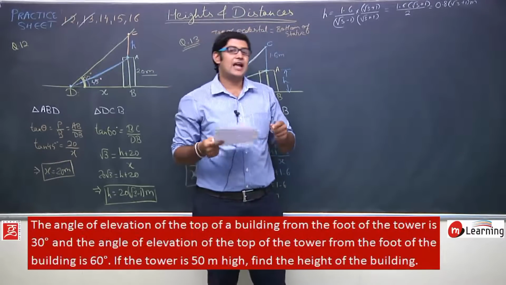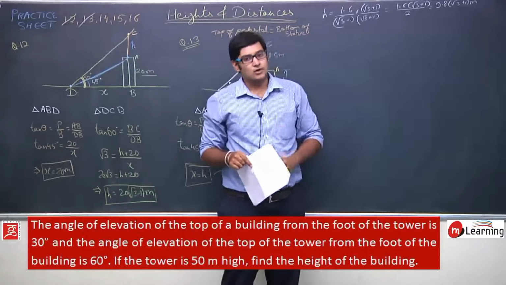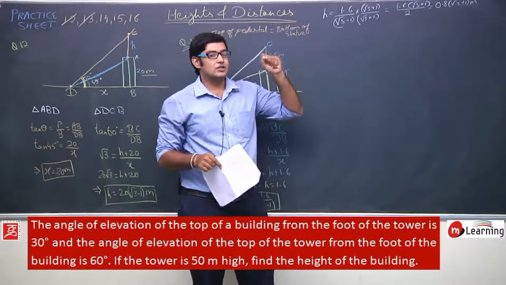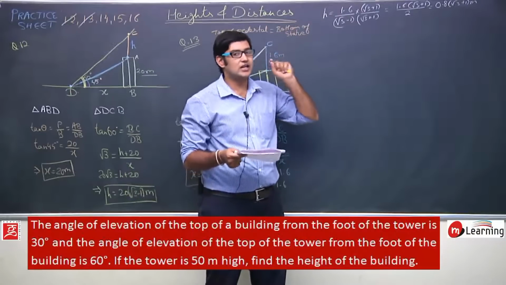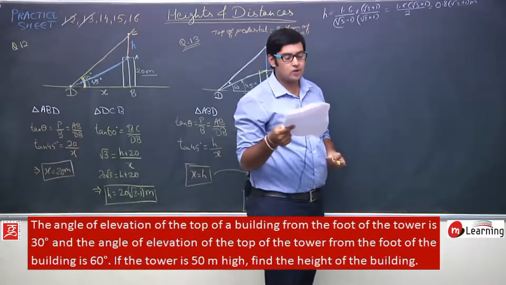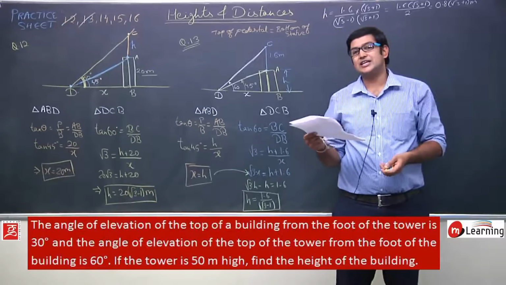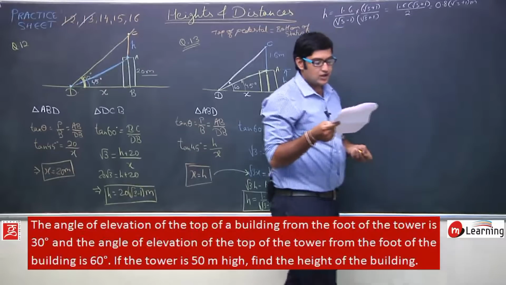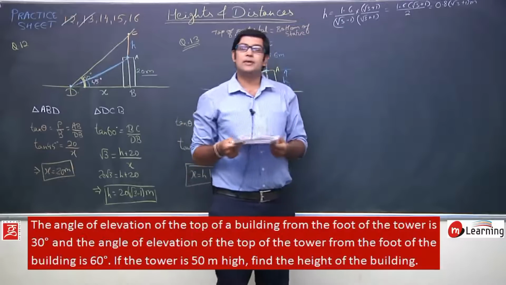It means that I am standing near a tower, near the foot of the tower, and from there I am observing the top of the building. The angle of elevation for that building is 30 degrees. And the angle of elevation of the top of the tower from the foot of the building is 60 degrees. If the tower is 50 meters high, find the height of the building.